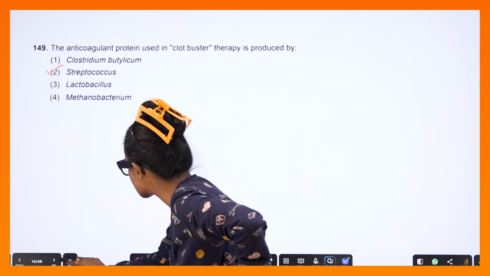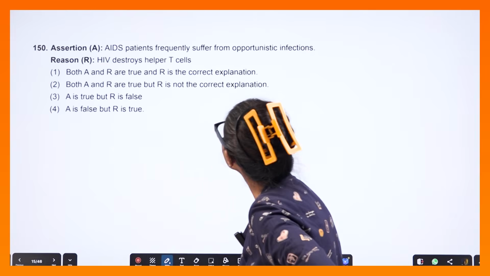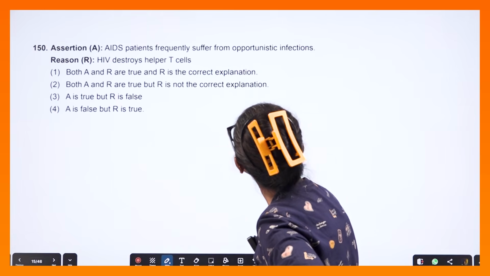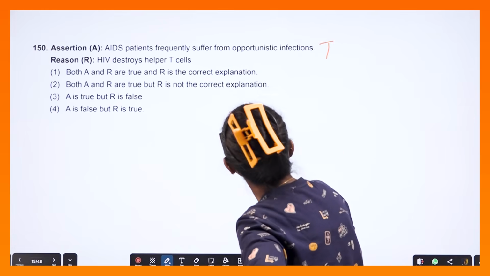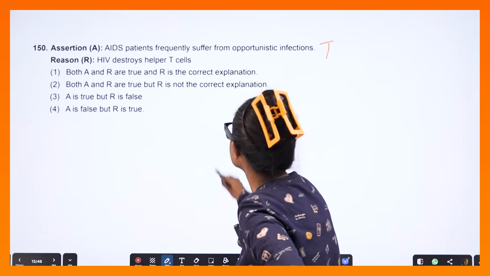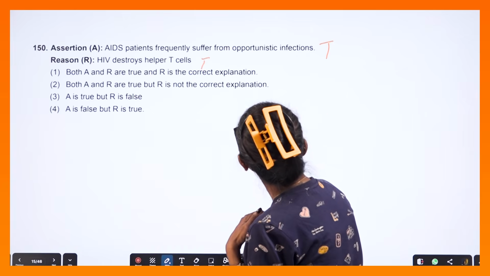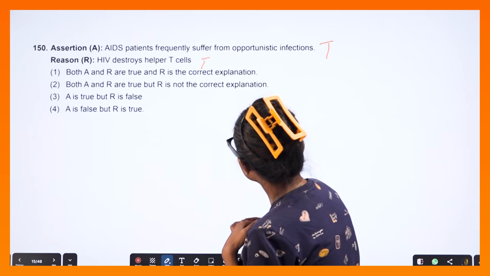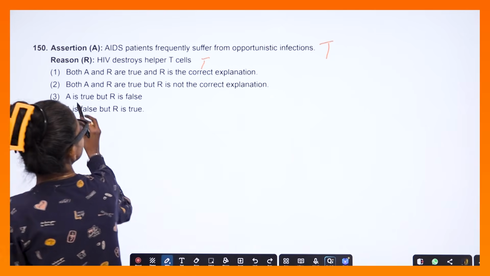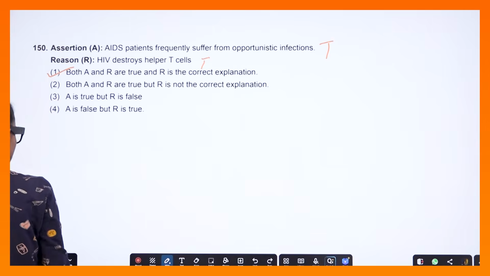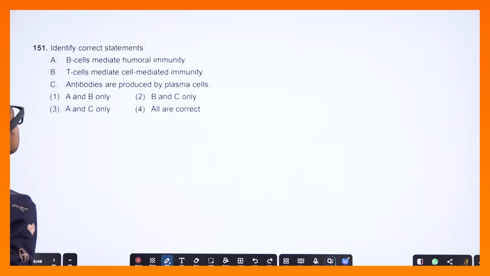Okay, Streptococcus. Okay, AIDS patients frequently suffer from opportunistic infections. True, because HIV destroys helper T cells. True. So that means HIV destroys helper T cells. Correct, so that should be the correct explanation. Okay, now let's come to this.